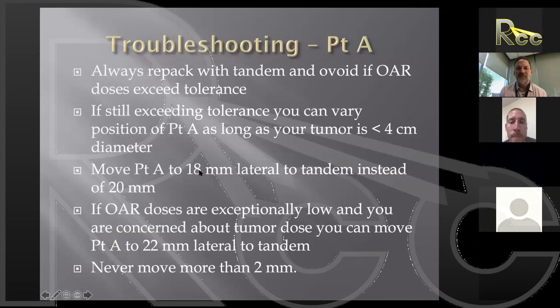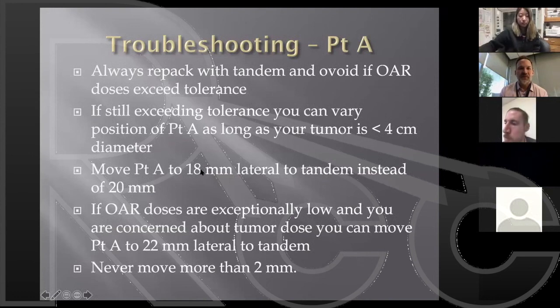What we have done is if our OARs are a little bit hot, we move point A to 18 millimeters lateral to the tandem instead of 20 millimeters. And in fact, if we have a really small tumor and we know we're prescribing a high-risk CTV, we may start with an 18 millimeter point A position because we know that that's going to be covering tumor, and then modify our isodose curves from there.